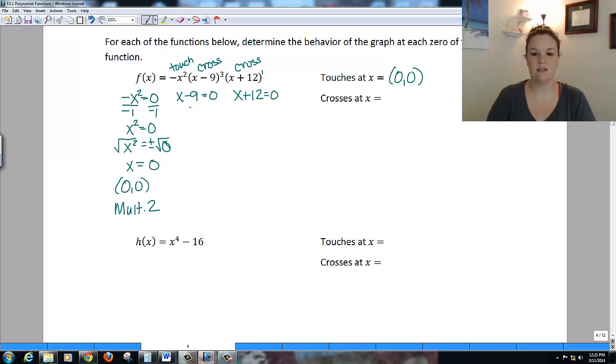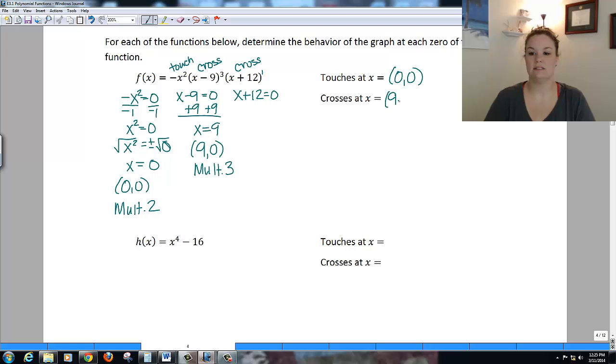When I solve the second one, I move my 9 over, which gives me x equals 9. And remember, this one had multiplicity 3, right? So as an x-intercept, this would be (9, 0). And because it had multiplicity 3, we know that it crosses at (9, 0).